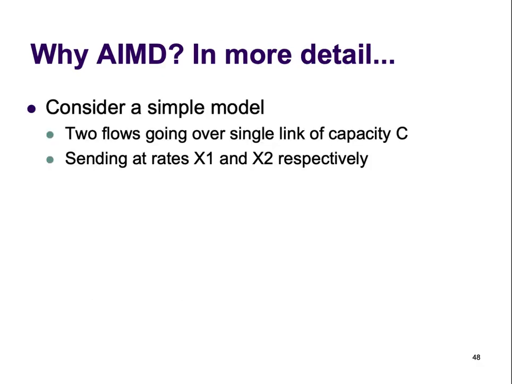And so the way we like to explain this is through a very simple model that I think captures this intuition really nicely, which is, let's say we had 2 flows that are going over a single link of capacity C. Okay. And the share of each flow is x1 and x2 respectively. So we're going to use x1 and x2 to denote the share that flow 1 and flow 2 are getting.